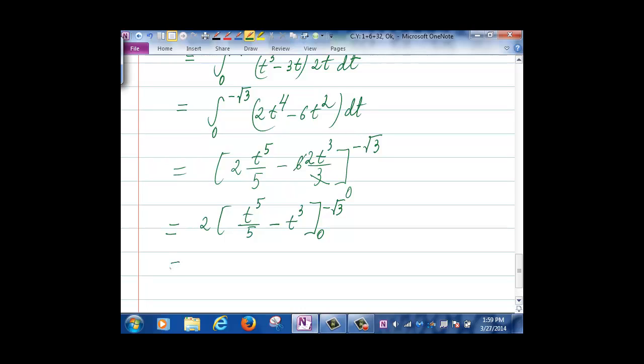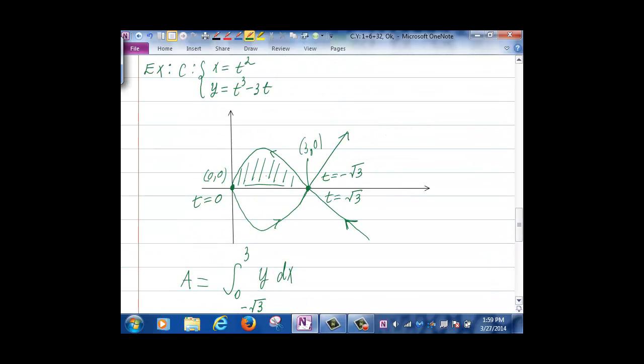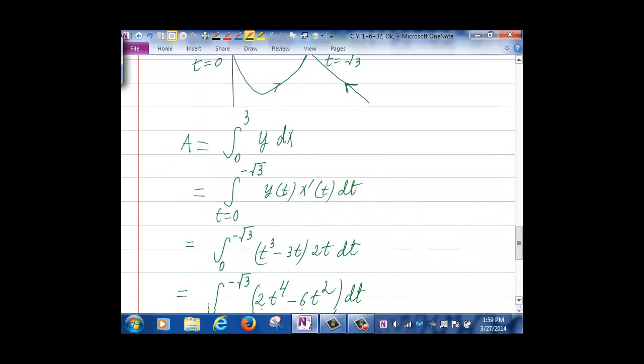And then I'll let you finish this. You're going to plug in root 3, and you're going to plug in 0, and then you're going to subtract. I'm just saying finish it off. If you plug in 0, of course you get 0. So all you have to do really is plug in root 3. That's the area, this highlighted area. So we were trying to find that area basically.